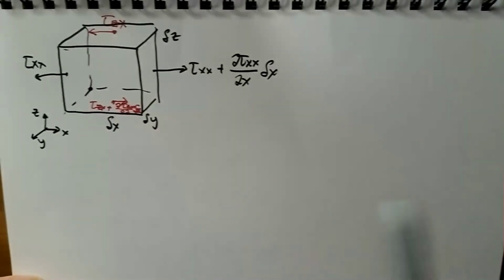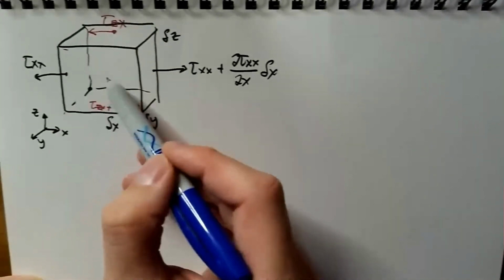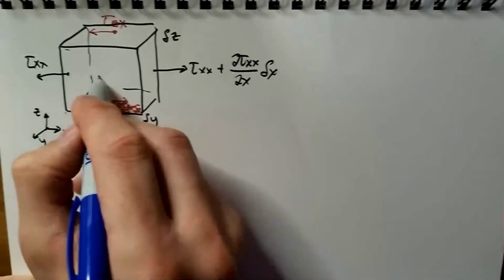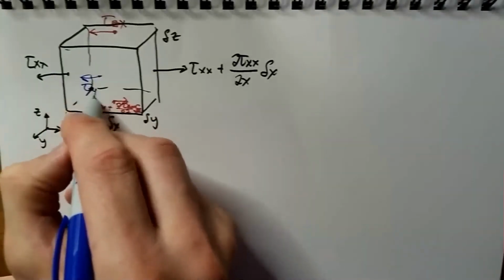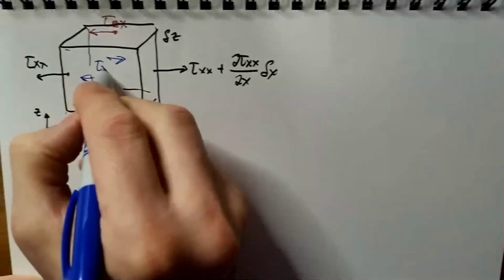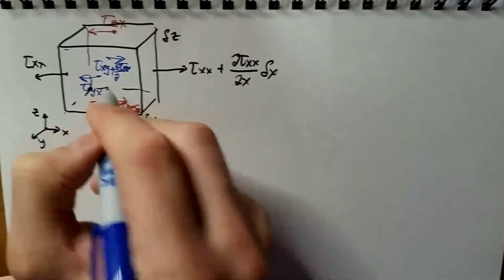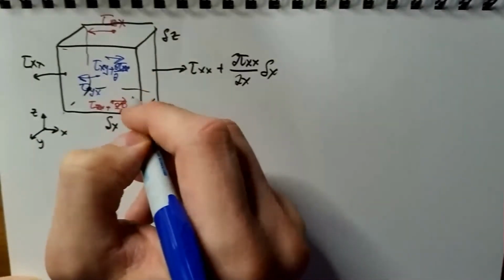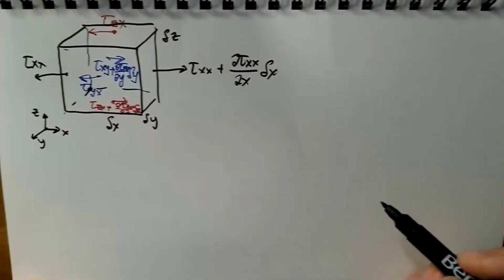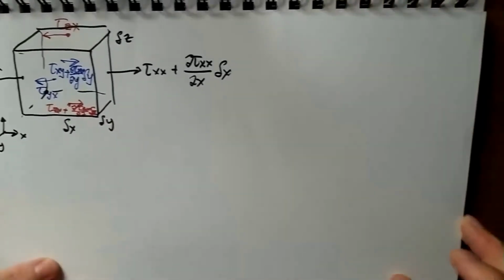And in the x direction, I also have shear stress on this face that is close to me, face on the cube. I'll use blue color. And in this direction, I have tau yx, and in the opposite direction, on the far side, I have tau yx plus delta tau yx over delta y times delta y.